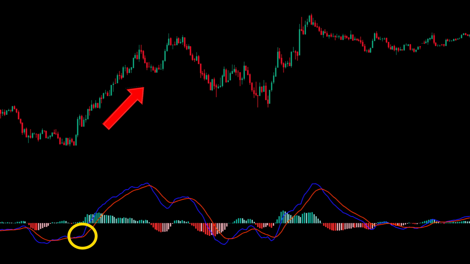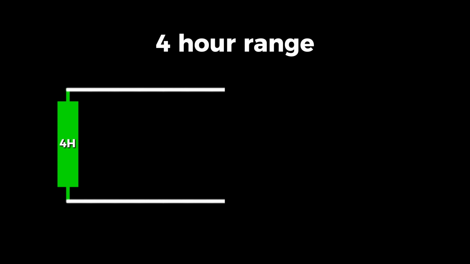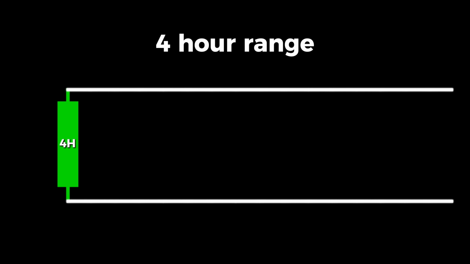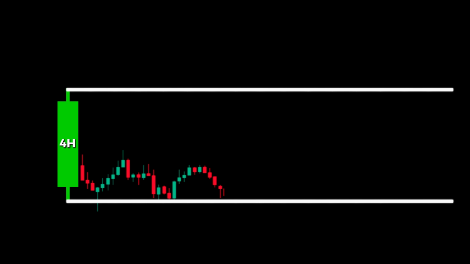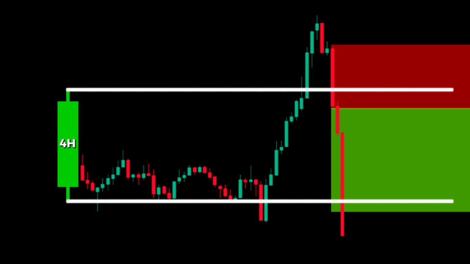The MACD performs when there's real trend behind the move. When price is going sideways, it's basically guessing. So I needed something to tell me when a trend was actually there. That's when I added the 4-hour range to my scalping setup. The MACD tells you the momentum is building. The 4-hour range tells you where that momentum matters. Put them together and you've got a filter that removes most of the noise.